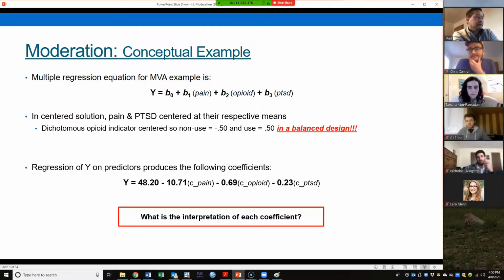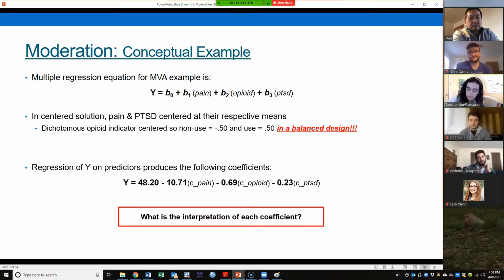For opiate use, there's not a mean of opiate use. A mean of opiate use isn't a thing. But what we can say within this model is if I center opiate use, I can say it controls for it. Okay, because if I don't center opiate use, what does this coefficient represent? This is going to be the expected value of my outcome when pain, opiate use, and PTSD are held constant at zero, right? But what does it mean in my uncentered opiate use if opiate use is held constant at zero? Who am I talking about?